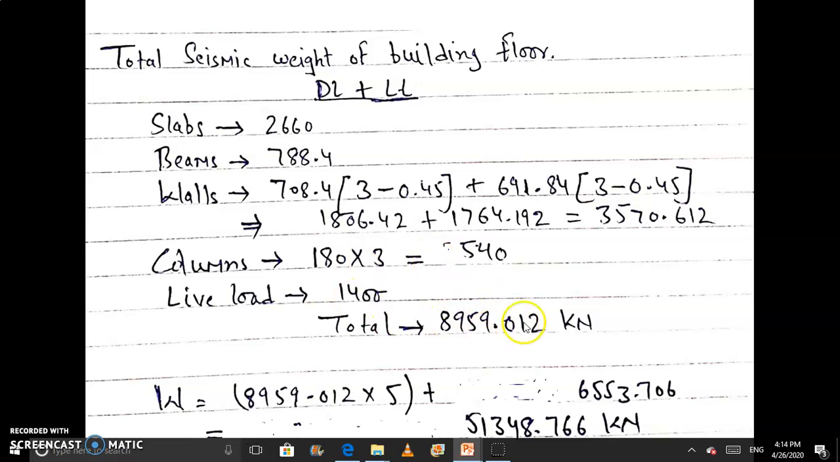So simply we add this up and we get 8959.012 kilonewton as an answer. Here we have 5 stories and 1 roof. That's why here we multiply by 5 and add 1 roof. So we get a total of 51348.76 kilonewton as an answer.